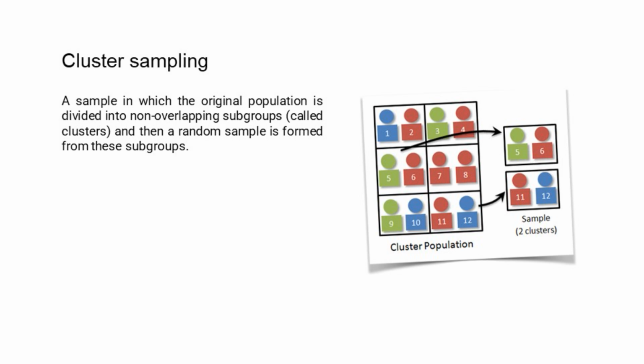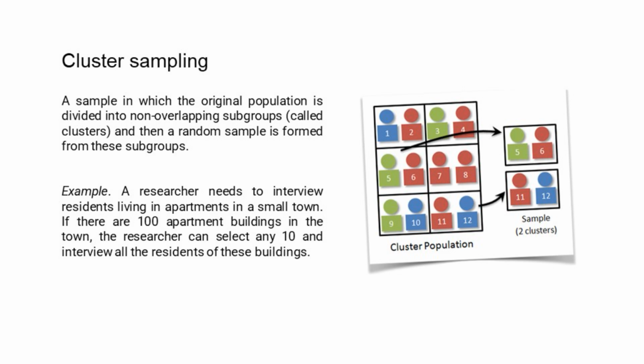This method is often useful for interviews and can also be applied to clinical trials involving multiple clinics or hospitals. Example: if a researcher wants to interview apartment residents in a small town with 100 buildings, they might randomly select 10 buildings and interview all residents within them. Despite not sampling every building, the sample remains representative of the town's population.